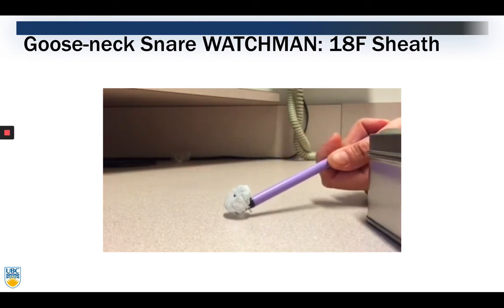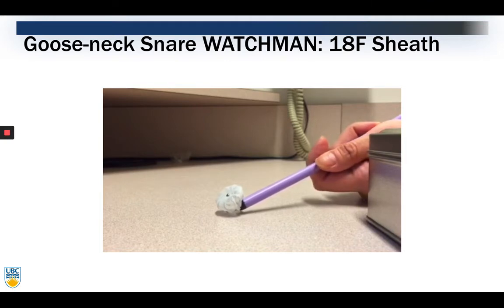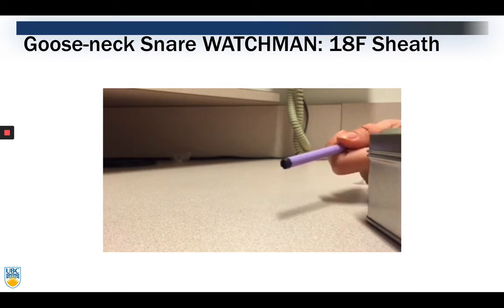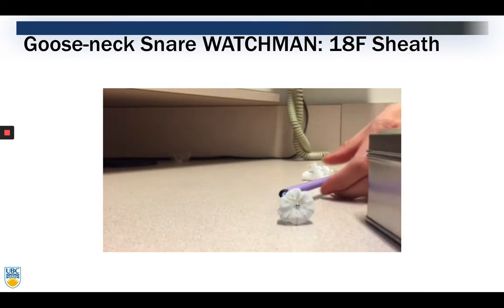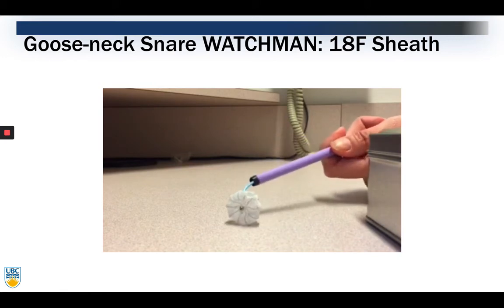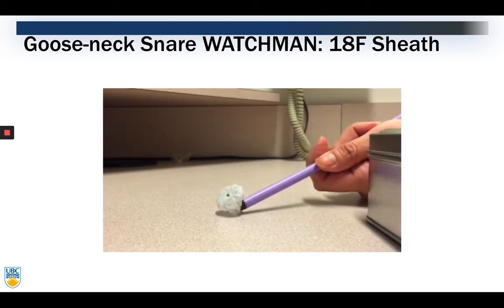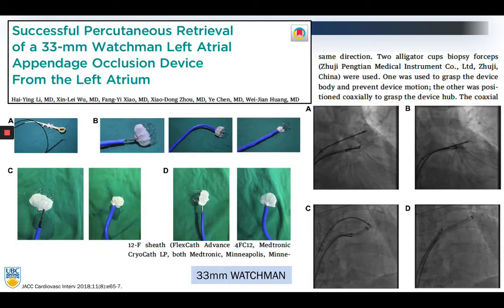Now, in terms of snaring a Watchman device, this is a homemade video just to show you the same technique of using a gooseneck snare inside a guide. You can use a large sheath, like an 18 French sheath, to pull a Watchman device inside the sheath of the gooseneck snare. Alternatively, other clinicians have used alligator biopsy forceps to pull Watchman devices in.